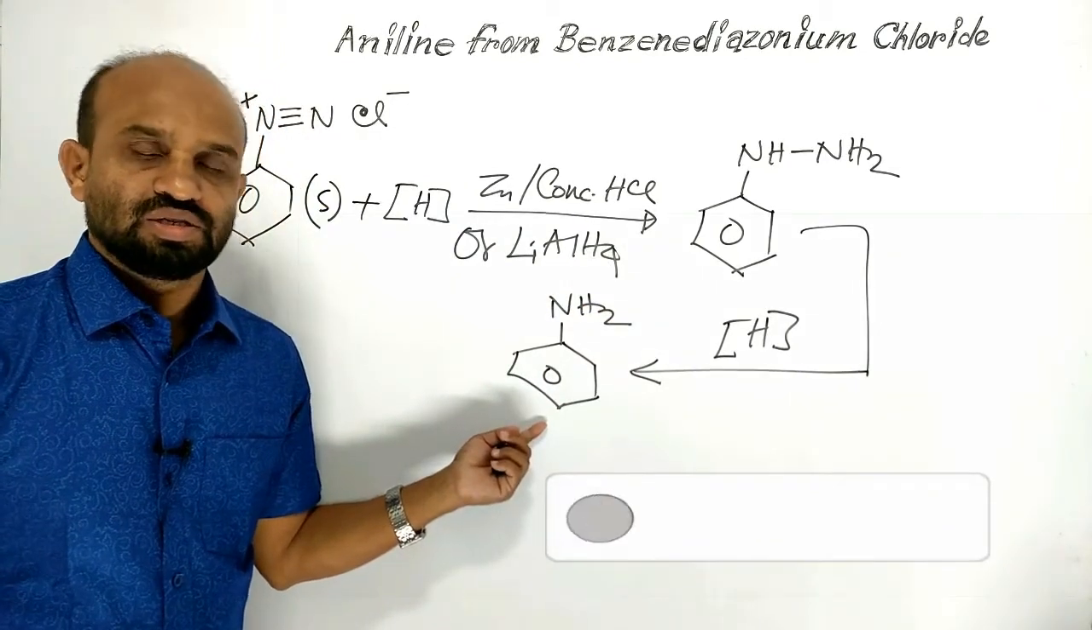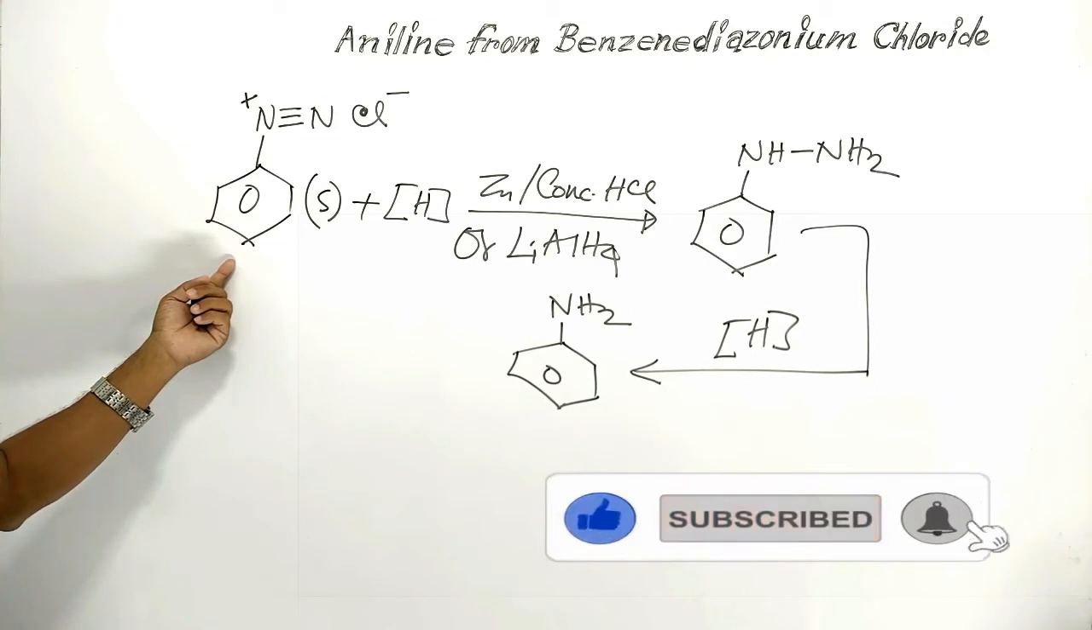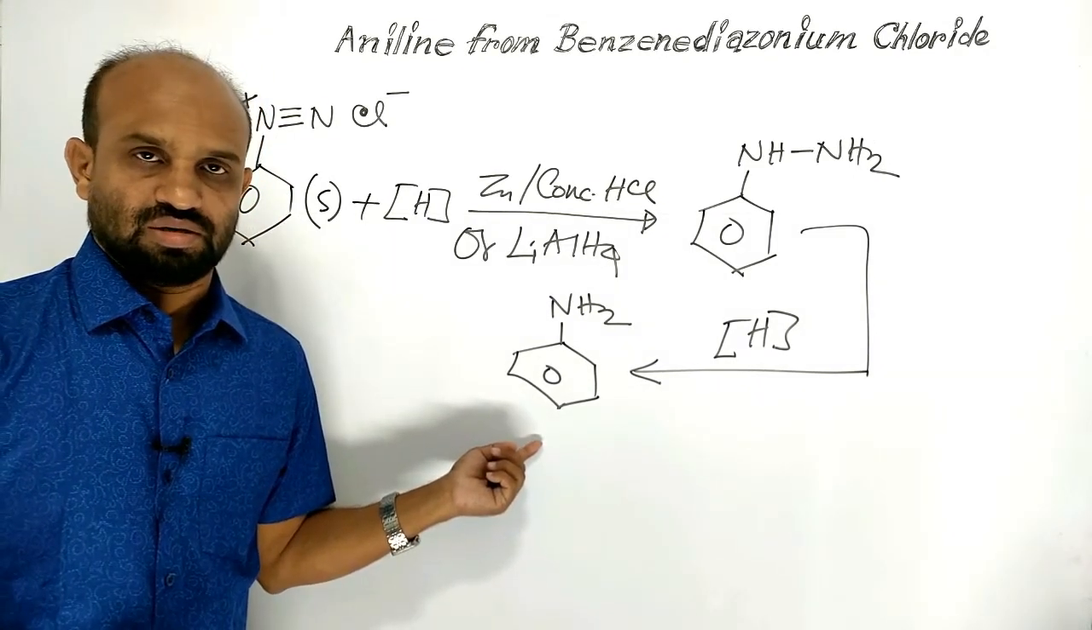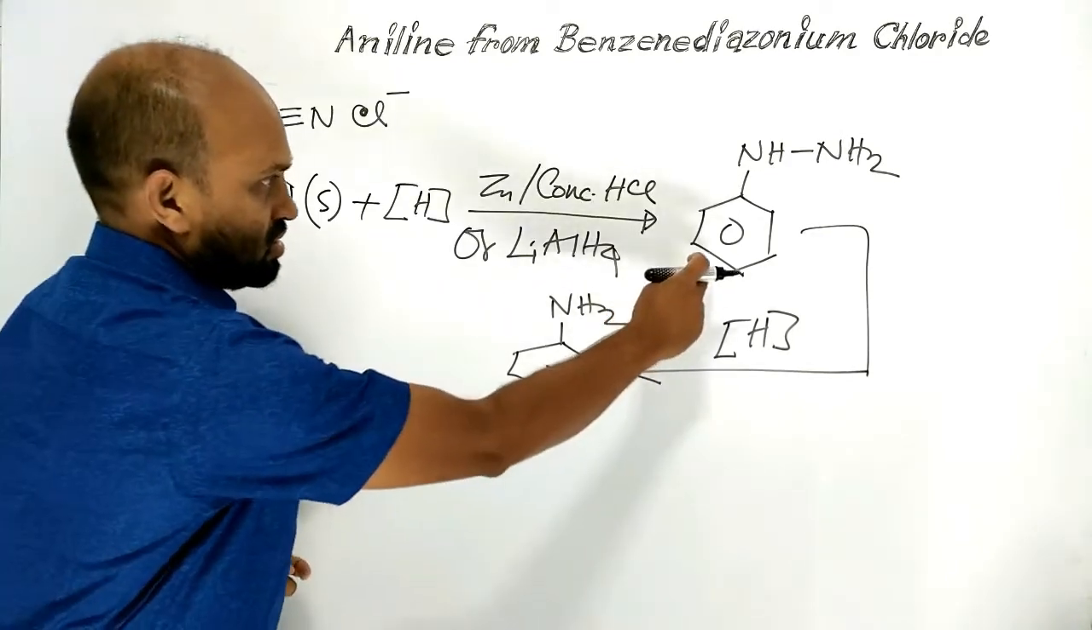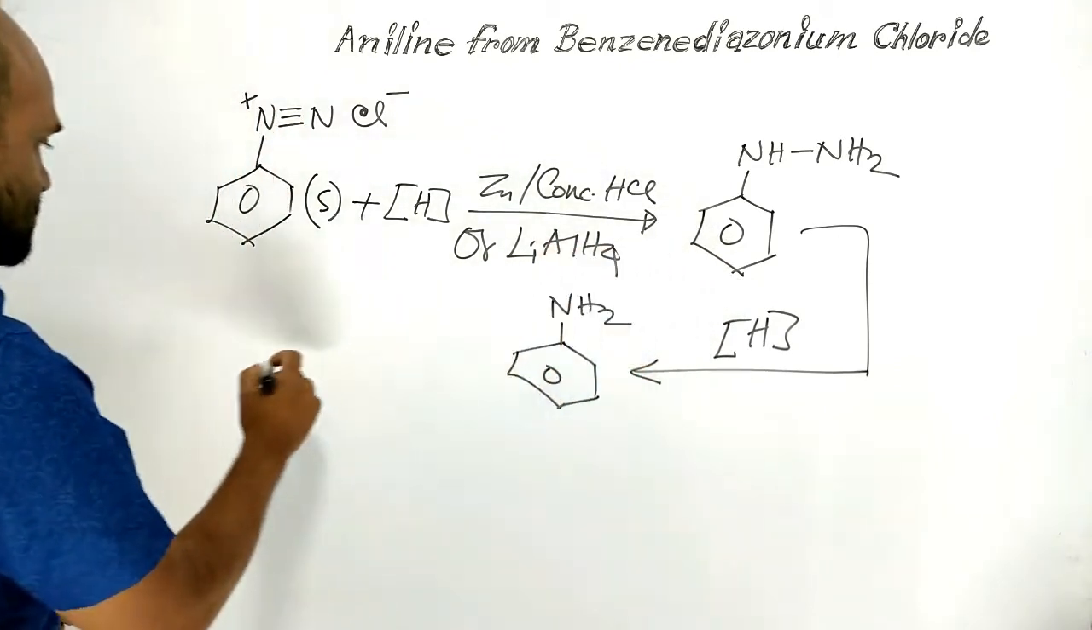aniline. This is the reaction by which benzenediazonium chloride is converted to aniline. Here, this is the intermediate product phenylhydrazine.